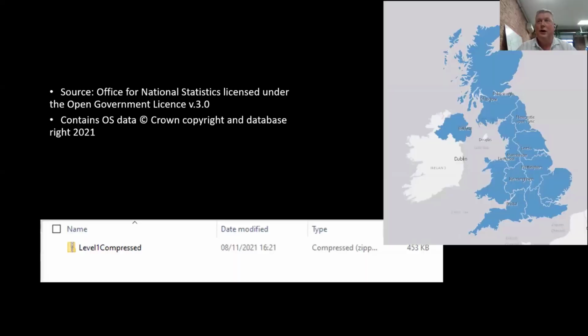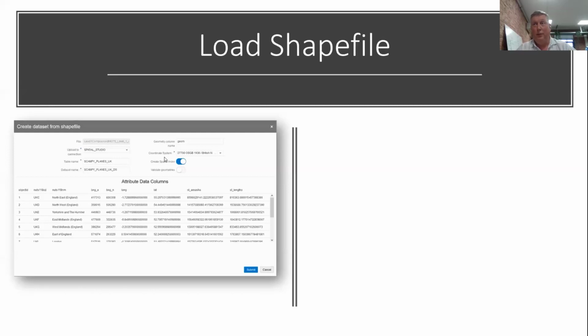And this one's come from the UK government. It's from the Office of National Statistics, which I think is a great shape file, which is like the counties in the United Kingdom. So I've got Northern Ireland, I've got the North East, Southwest, different counties. So it's interesting. I'm going to use that as the backdrop of everything. So I'm going to load this up as a shape file.